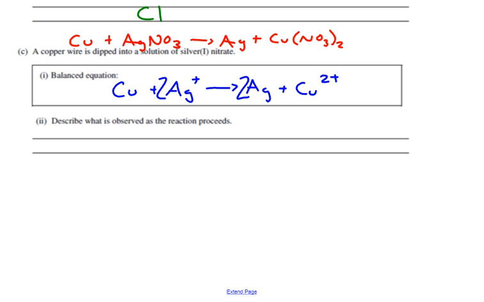And lastly, this one's less obscure. Those are the two I'd expect you to know. You could say that the copper wire is, don't worry about the silver part, the copper is starting to not be on the copper wire. Disappear, lose mass, dissolve, going into solution, losing mass.